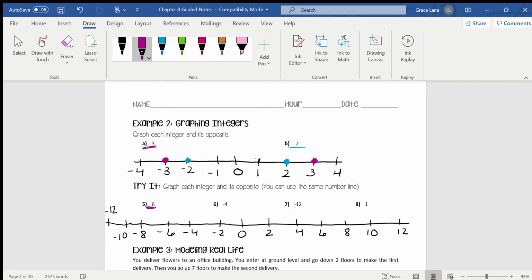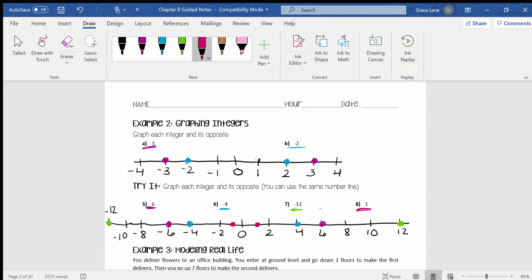So for number 5, 6, and its opposite would be -6. Number 4, -4. Its opposite is +4. Number 7, -12 is all the way down here. Its opposite is +12. And then, since I didn't do odd numbers, for 1, I'm going to have to put it right in between 0 and 2. Its opposite is -1, which is between 0 and -2. So there's your number line. That is how you graph integers and their opposites.